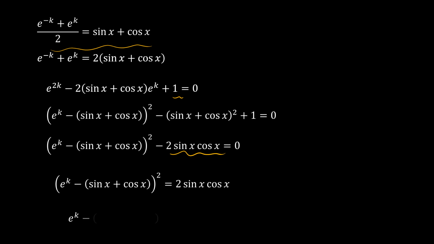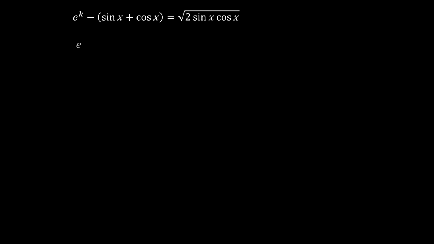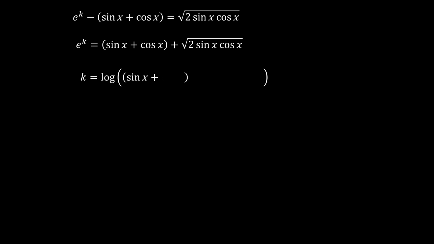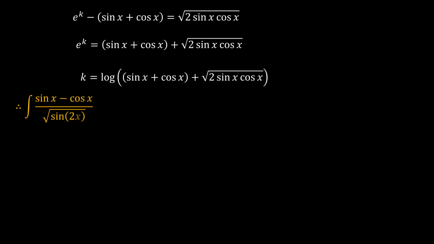Square root on both sides, we have e to the power k minus (sin x + cos x) equals the square root of 2 sin x cos x. And then adding sin x plus cos x to both sides means that we have e to the power k being equal to sin x plus cos x plus the square root of 2 sin x cos x. And the log of e to the power k is k, which is equal to the log of sin x plus cos x plus the square root of 2 sin x times cos x.